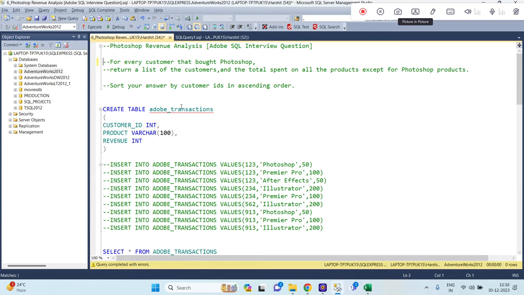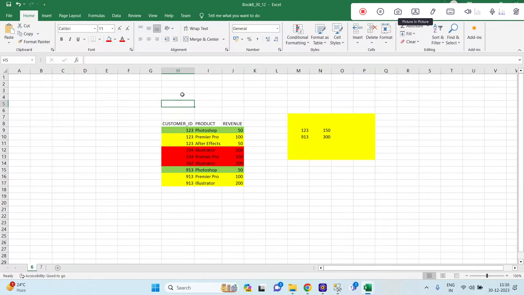Very simple thing. यहाँ पे if you see the data, this is the data I have taken in the Excel file. Now I have highlighted green, yellow and red. There is a meaning of green, meaning of yellow, meaning of red. Why green? Because I want those customers who have purchased Photoshop. But now the second thing, I don't want the Photoshop revenue. I want the revenue of those customers who have purchased Photoshop, but the revenue of other products from that customer only. So that is why I have highlighted 150.